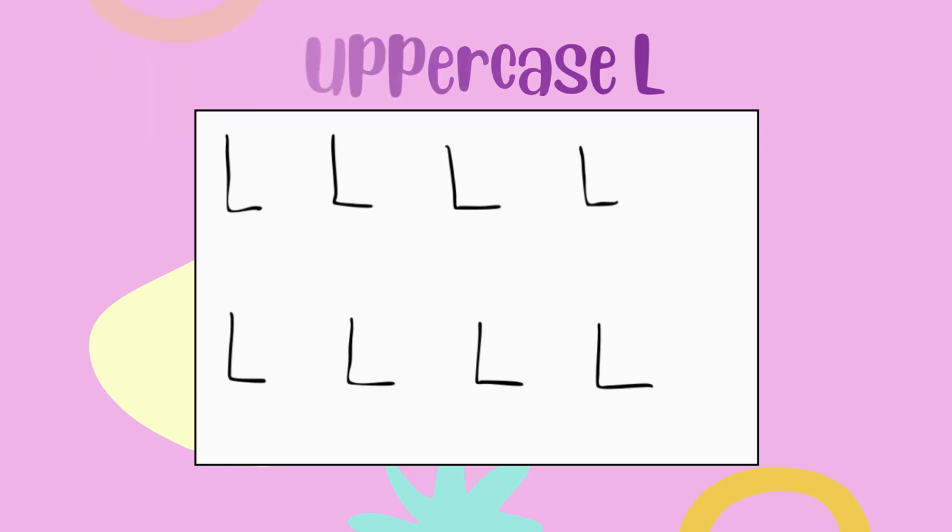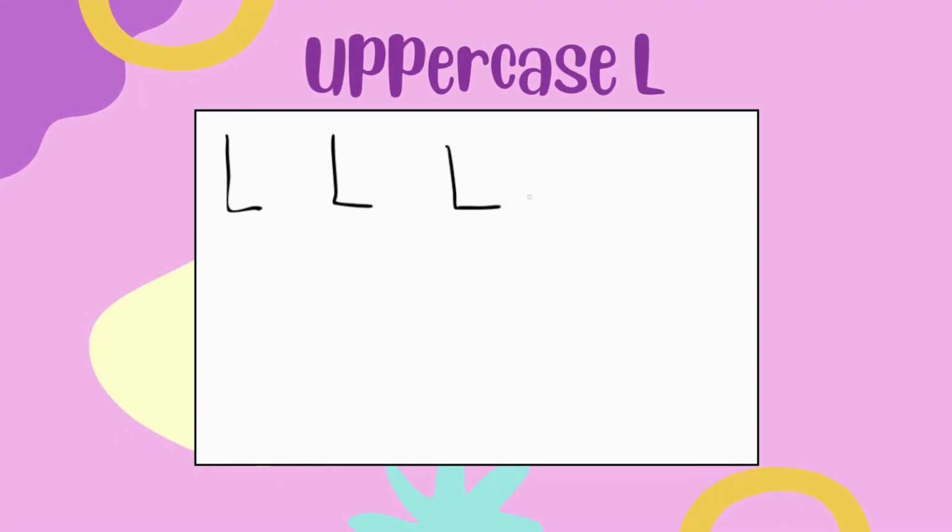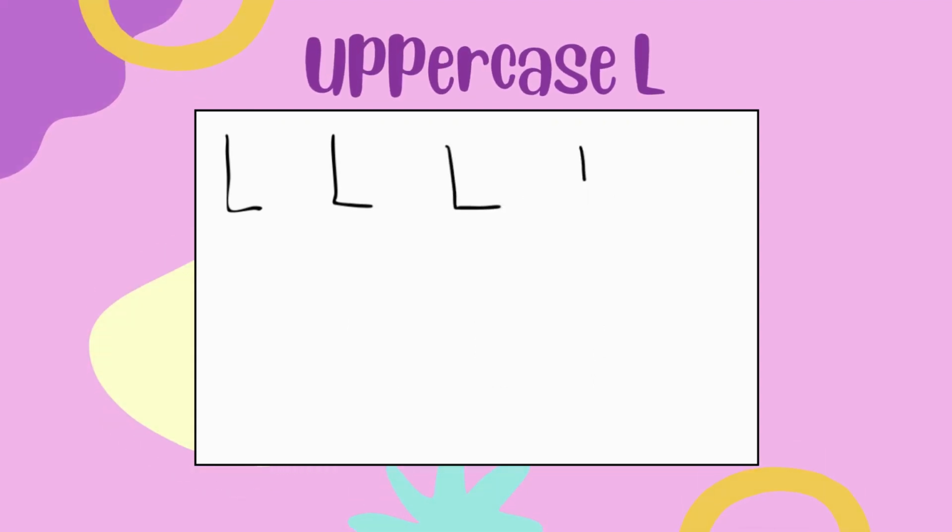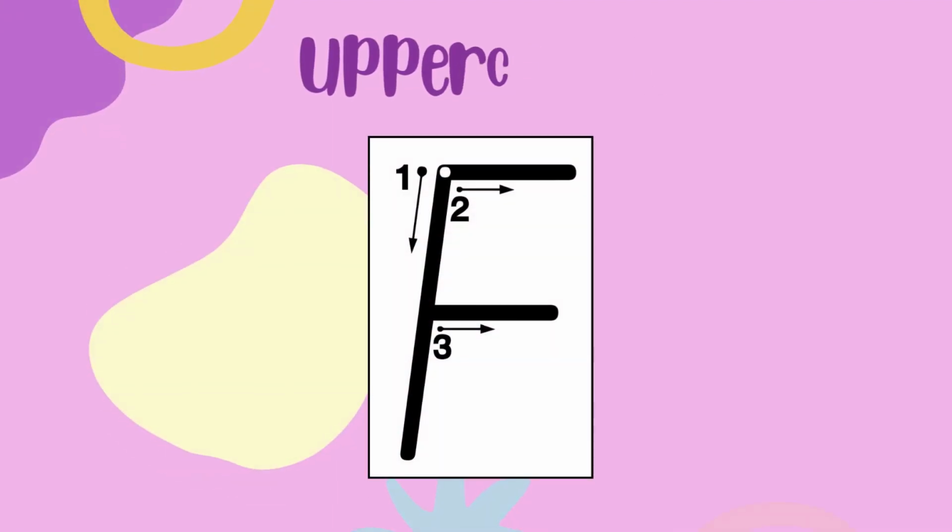Practice this using your skywriting and your tracing technique with your finger. Don't forget to repeat the instructions while you trace. Start at the top, straight line down, stop at the bottom, straight line across. This is an uppercase L. What letter is this? An uppercase L. This is uppercase F. What letter is this? Uppercase F.